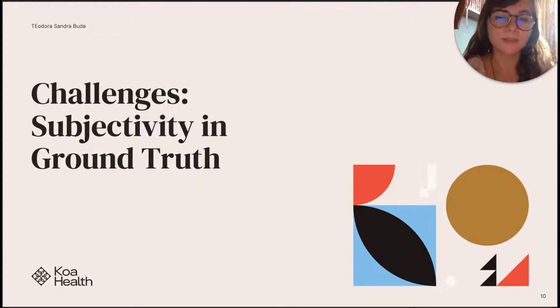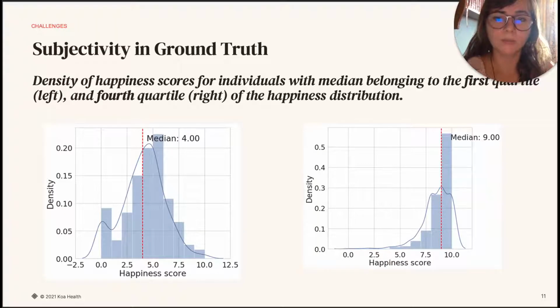Third, subjectivity and ground truth. In this case, we are looking at happiness level as an example of our approach, but as we can see, these figures illustrate individual differences in the range of values used to rate subjective happiness levels, which may be mislabeled by applying population-level reference points.